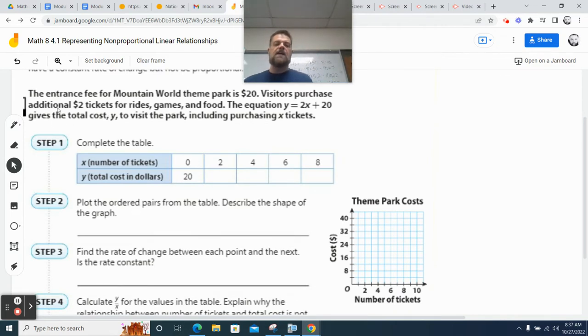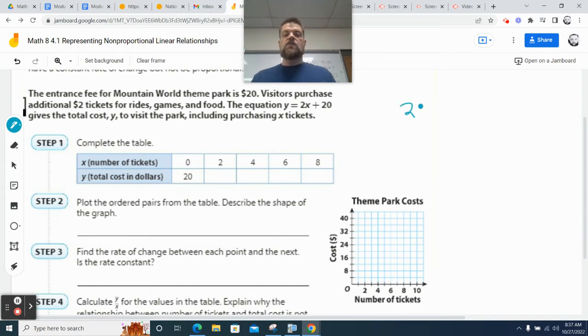The entrance fee for the Mountain World theme park is $20. Visitors can purchase additional $2 tickets for rides and games and food. The equation is y equals 2x plus 20, and that gives the total cost y to visit the park, including purchasing x tickets. And so what we're going to do is fill out this table of values. We'll do this by hand.